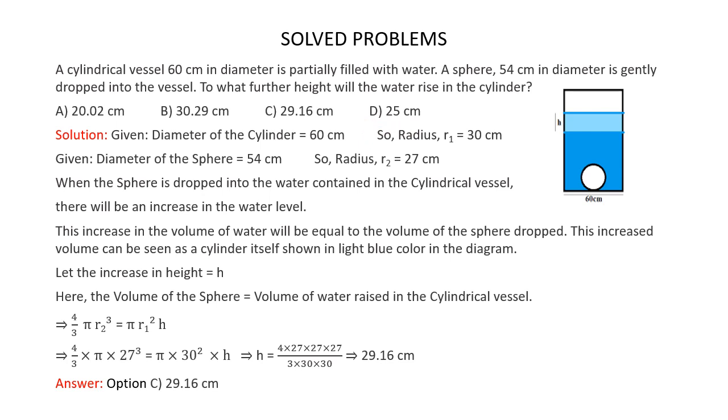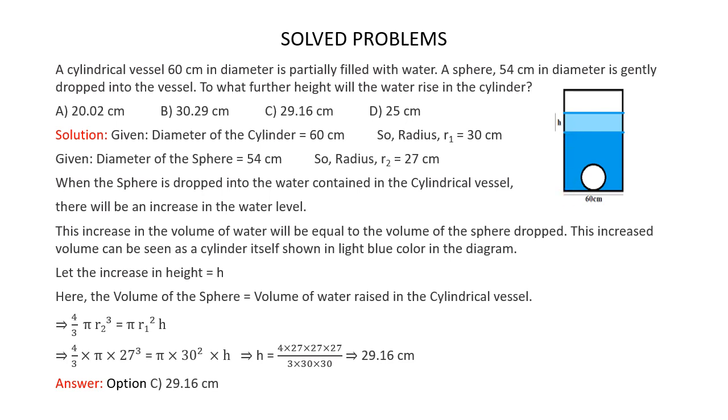So here you're asked to find to what further height will the water rise in the cylinder when a sphere is gently dropped into the vessel. Now look at this diagram. This is a cylindrical vessel. This is partially filled with water, that is till here. So this is the original height of the water in the vessel.